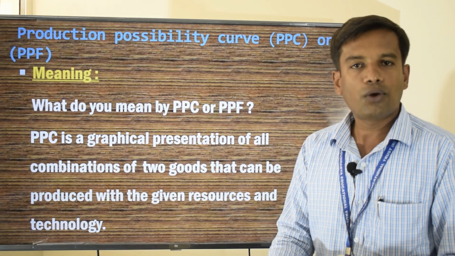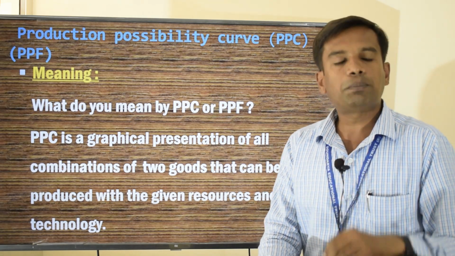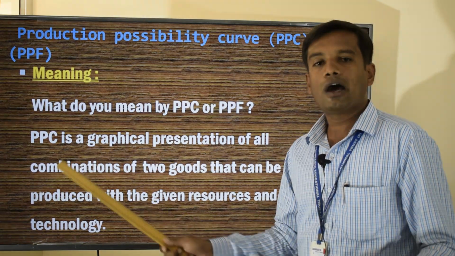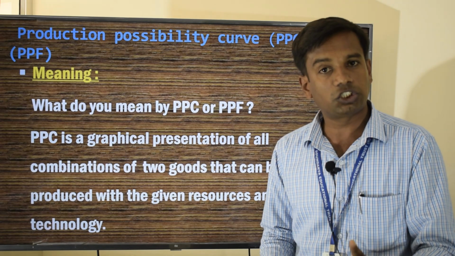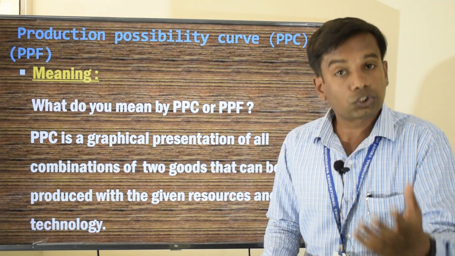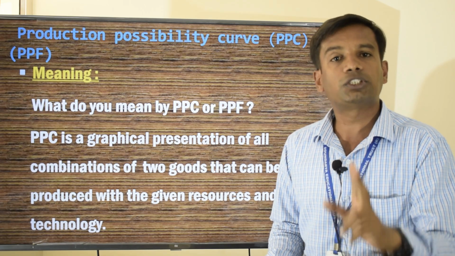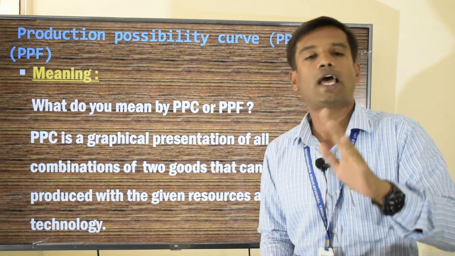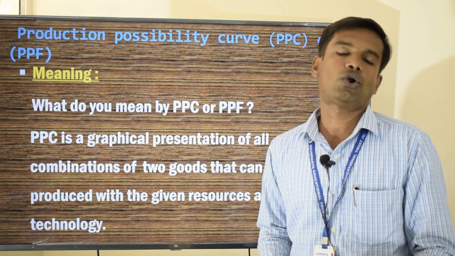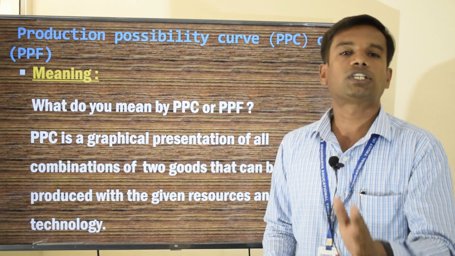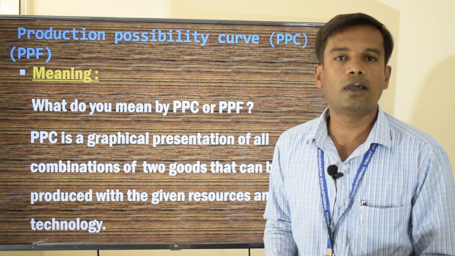In short, what is production possibility curve? Production possibility curve is a graphical presentation of various combinations of two goods that can be produced with the help of resources and technology. That is called as production possibility curve or production possibility frontier.